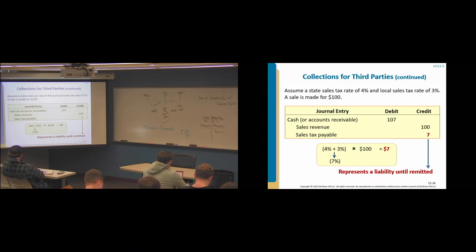What happens when it's time to remit that? What's the journal entry? Somebody tell me. It's time to pay the $7. What would be the journal entry? I write a check. Yeah, a debit to sales tax payable for 7, a credit to cash for 7. Okay? You don't want to not pay that.